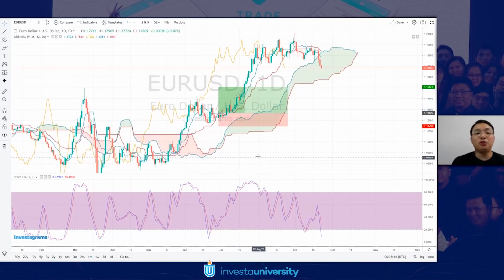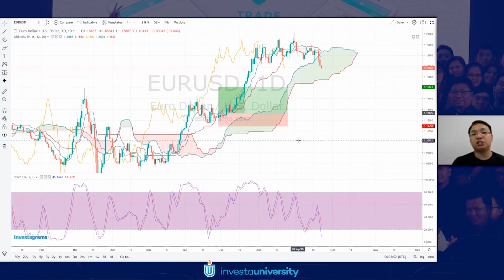So yun po yung tamang paggamit ng ating Ichimoku Kinko Hyo. Now, you can check it out on your own charts. Silipin nyo. Make sure that all of those conditions are correct, yung mga specify natin na conditions before you make any entries.